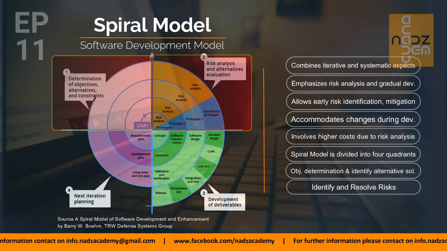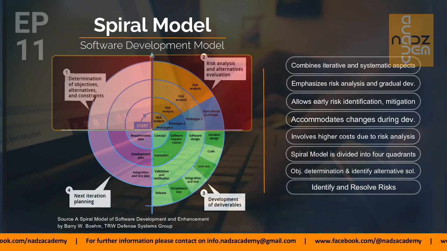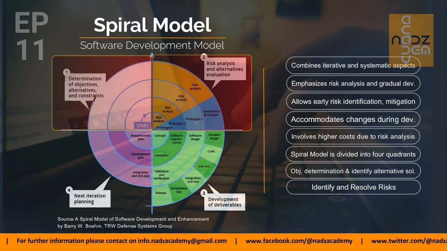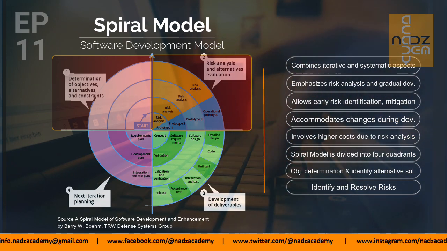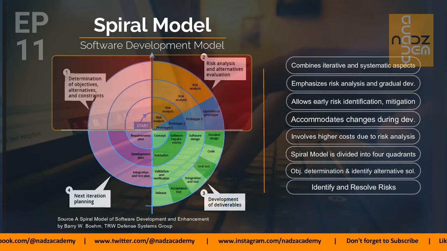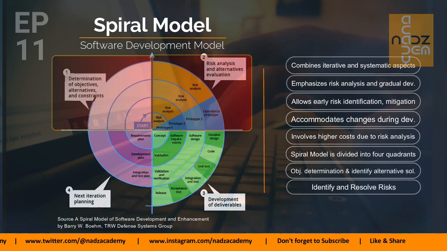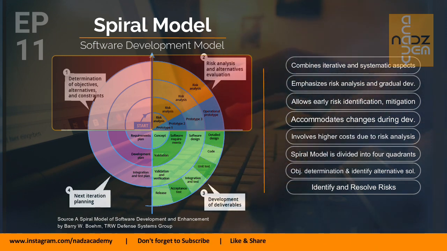In the second quadrant, identification and resolution of the risk is performed. During the second quadrant, all possible solutions are evaluated to select the best possible solution. Then the risks associated with the solution are identified and the risks are resolved using the best possible strategy. At the end of this quadrant, the prototype is built for the best possible solution.